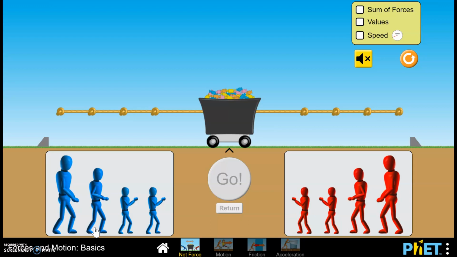So the very first thing I want to ask you guys is what combination of people would I have to put up here in order to have balanced forces on either side of this candy cart? Go ahead and pause the video and share your answers.